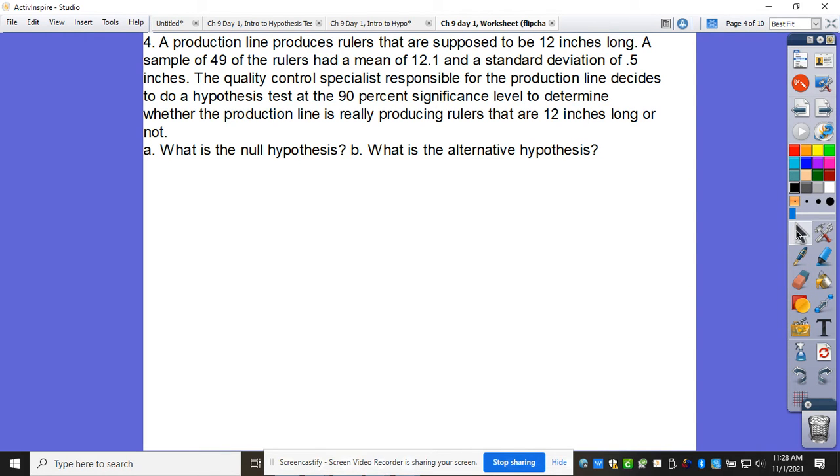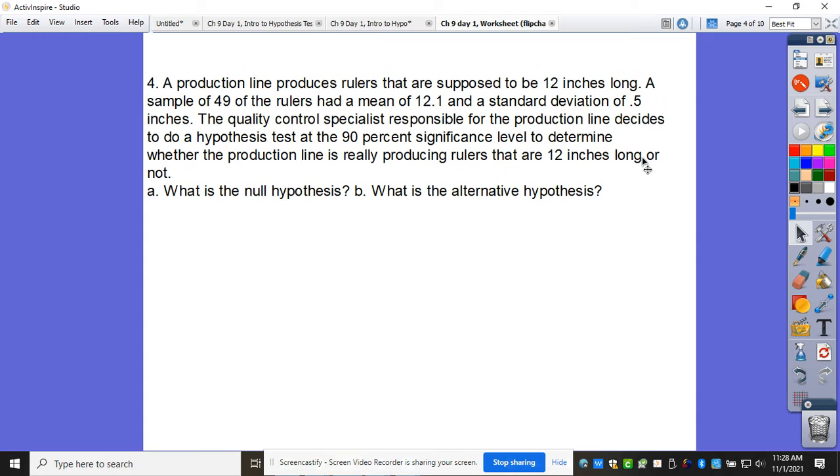Okay, so this is going to look like a more realistic problem that you'll get eventually. So I'm going to talk through this whole thing. A production line produces rulers that are supposed to be 12 inches long. That might be helpful, might not. We don't really know yet at that point. A sample of 49. This is my what? I didn't expect you to write all this down necessarily the first time, but you should think through it this way.